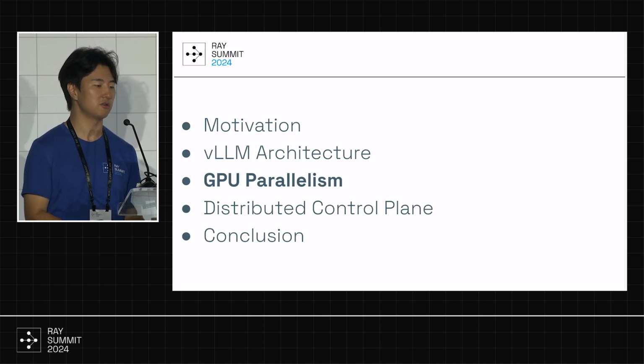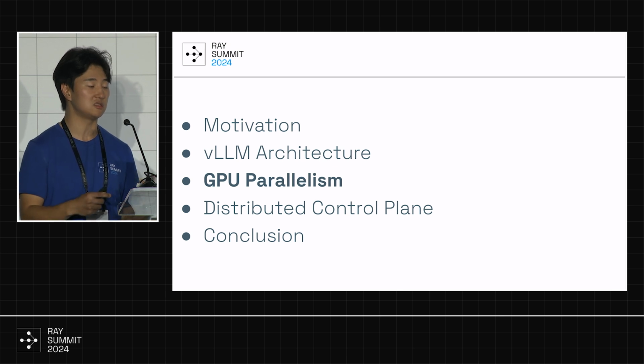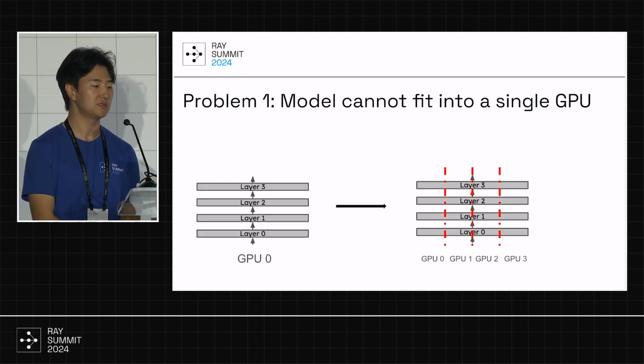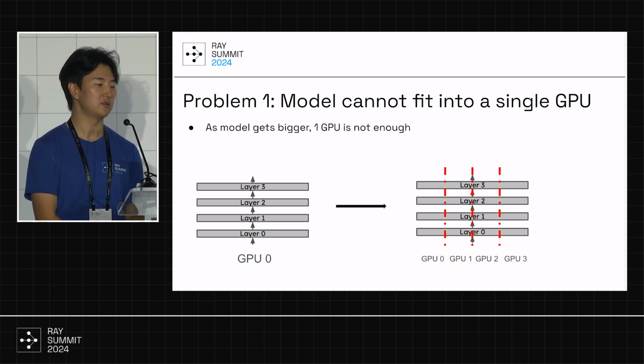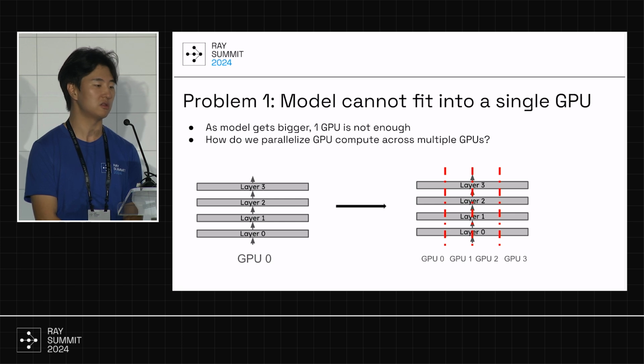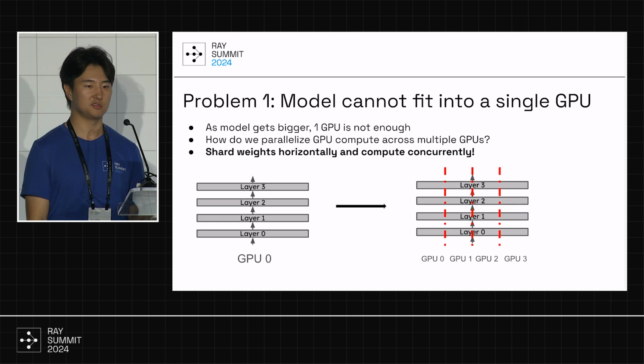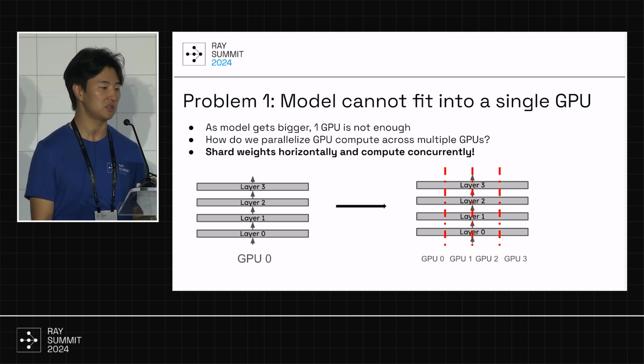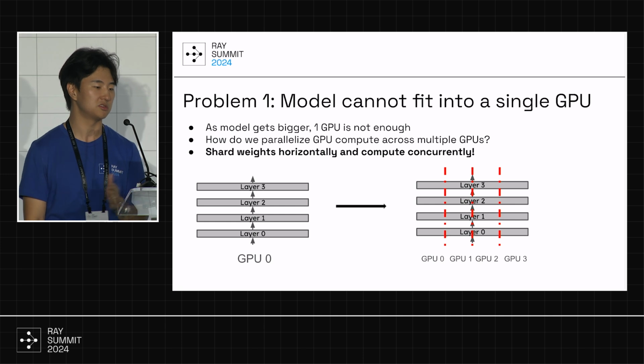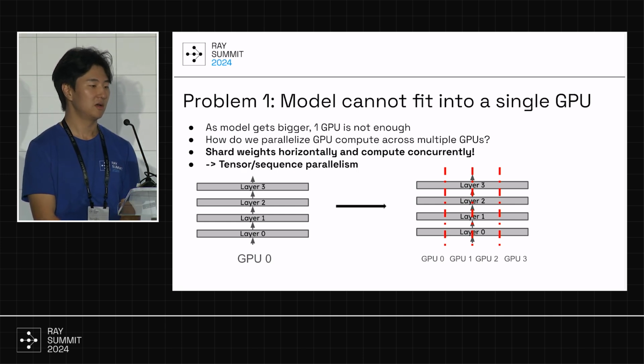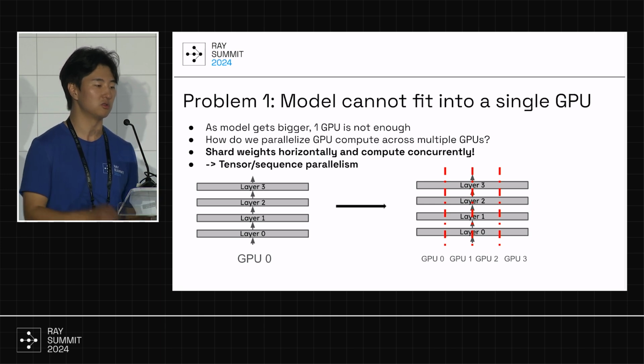Then let's start from how each different GPU parallelism works in more detail. So problem one was that the model cannot fit into a single GPU. As models get bigger, one GPU is usually not enough, and then you want to scale your model to multiple GPUs. The most common solution at a small scale is sharding your weights horizontally and computing each piece concurrently. There are two common techniques. The first is called tensor parallelism, and the other is called sequence parallelism. Sequence parallelism is not supported in vLLM yet, but we're going to talk about details. We're going to mostly talk about tensor parallelism today.